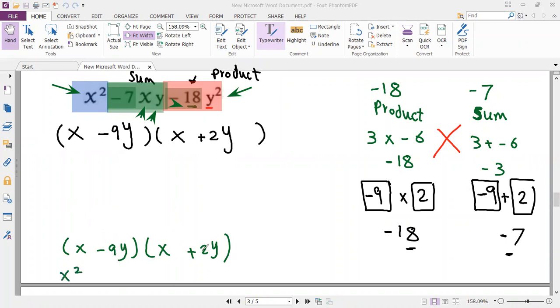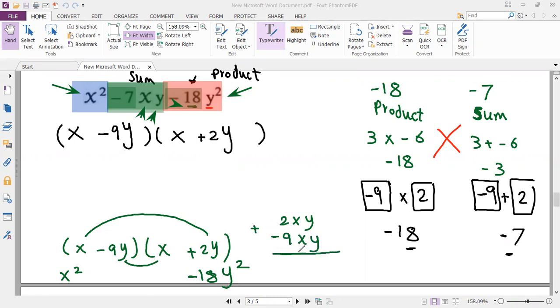And multiply the second by the second. Negative multiplied by positive is negative, and 9 times 2 is 18. And y multiplied by y is y squared here. And the product of extremes is 2xy, and the product of means is -9xy. Adding them, the product of extremes and the product of means, gives -7xy. So I factorized it right.